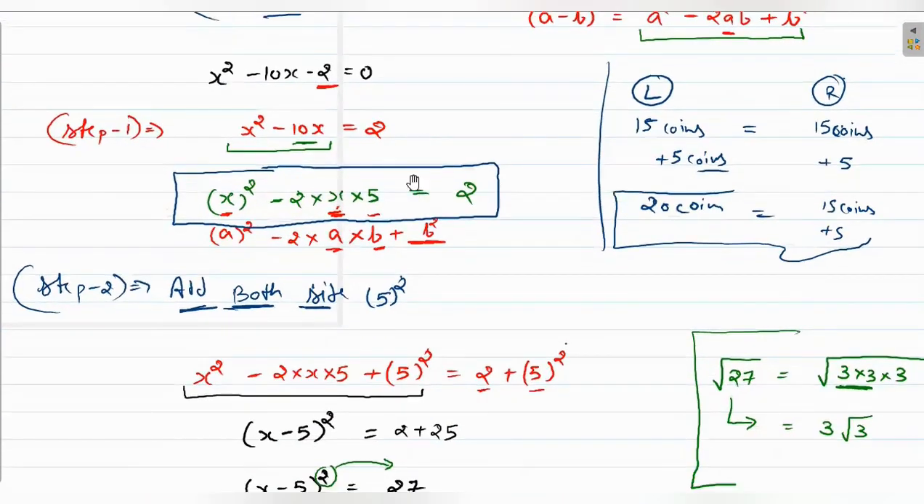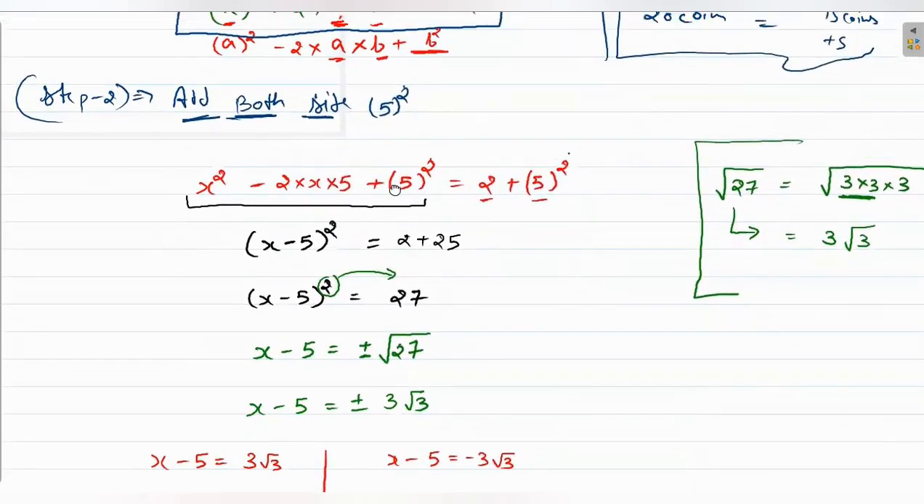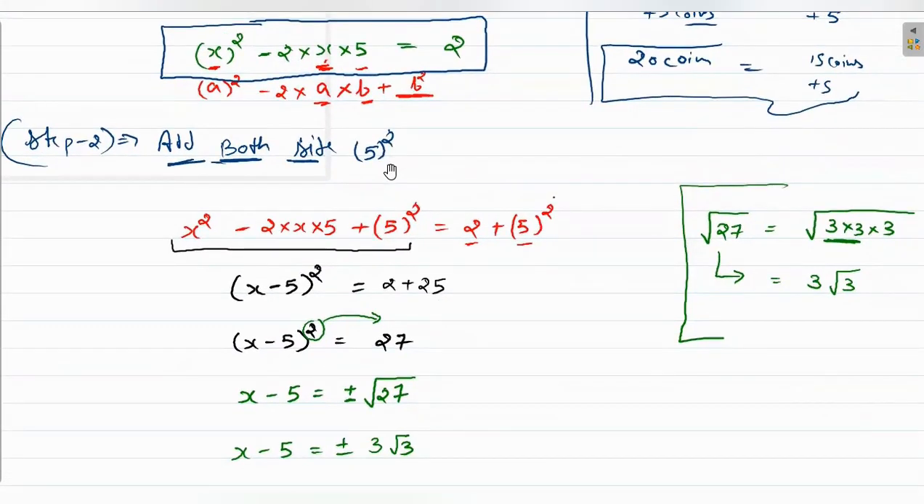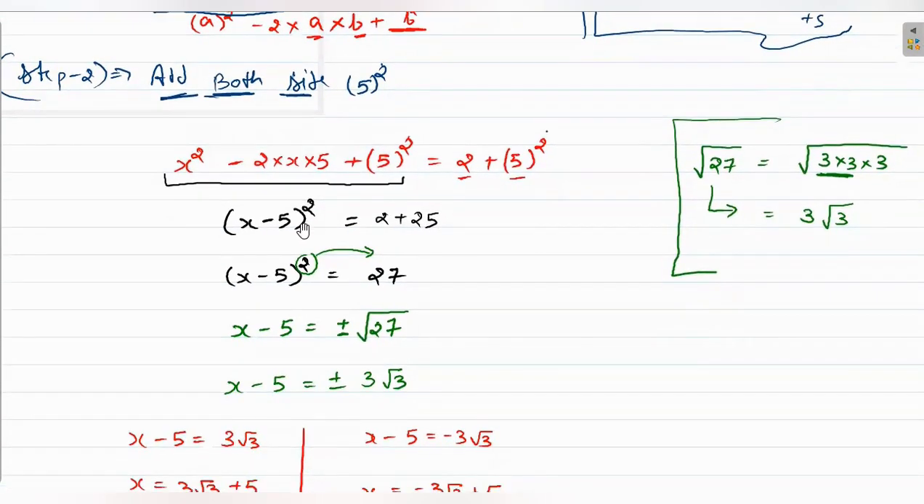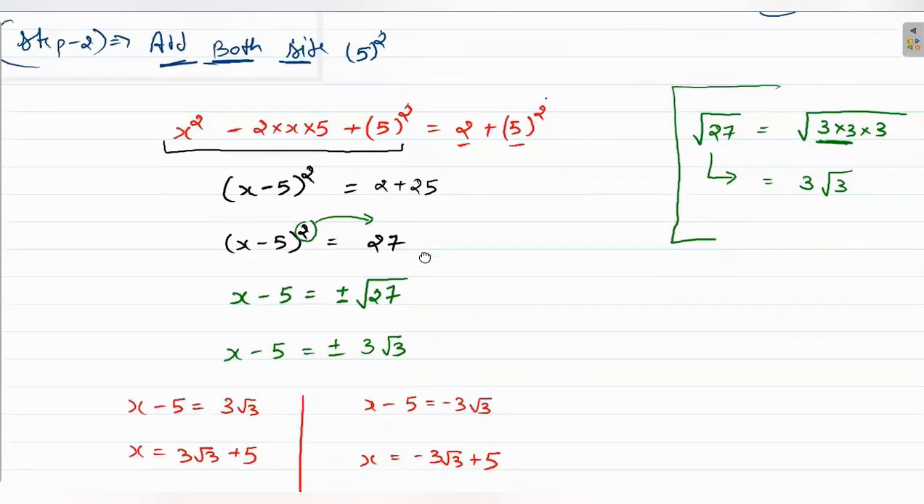Then what we did, after that, we have to think of what number you should add so that it will become an identity. So we came to know that A is X, and B will be 5. Yes or no? So that's the value you have to add. So we have to add 5 square. So we added 5 square on both the ends, okay? And then the left side becomes x minus 5 whole square, and the right side becomes 27.